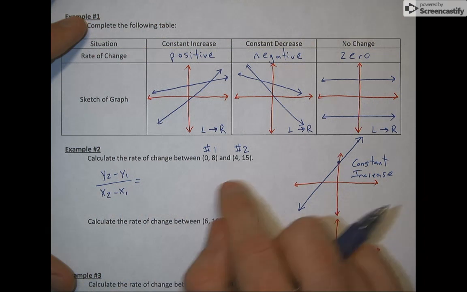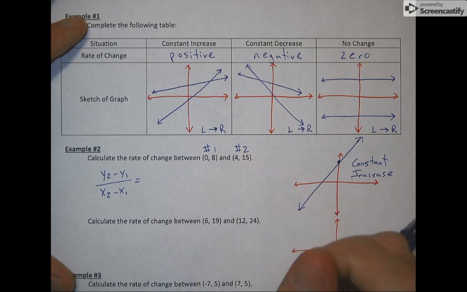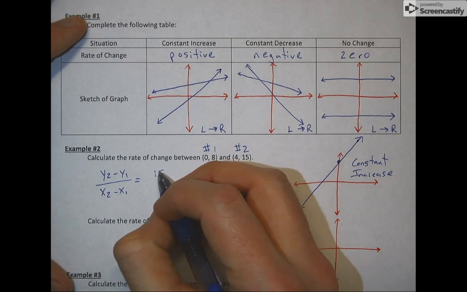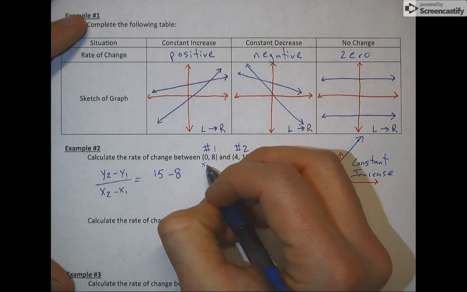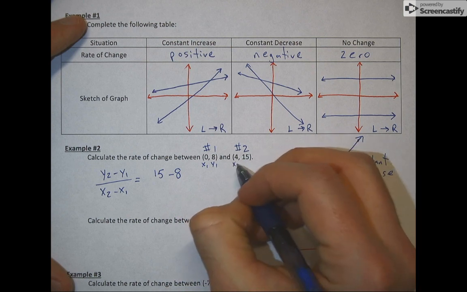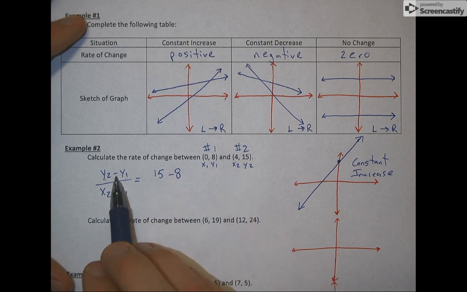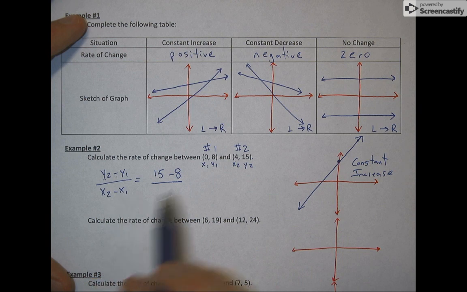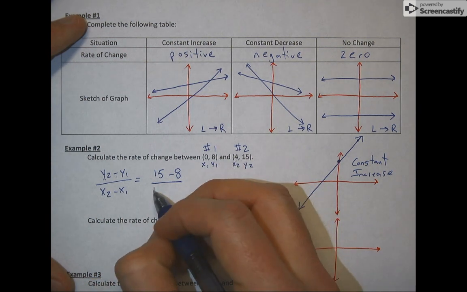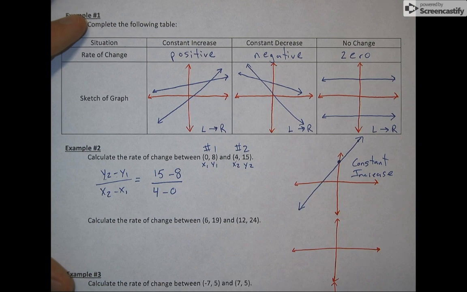I'm going to follow the formula just so there's no confusion. So I'm going to take the number 2 y minus the number 1 y, which in this case is nice because it's a big positive minus a smaller positive, so that makes sense. So it's 15 minus 8. So again, this is x1, y1. This is x2, y2. So I'm just plugging in y2, 15, minus y1, 8. And then x2 minus x1. So here's my x value of 4. And then my x value of 0.